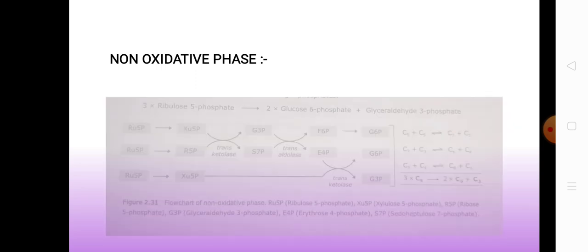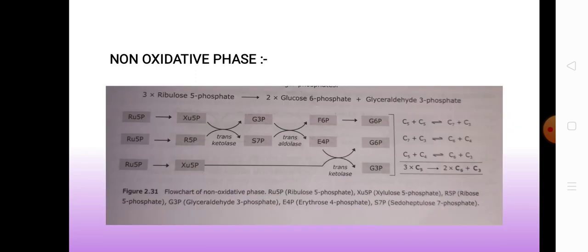What is the meaning of interconversion? Interconversion means there will be transfer of carbon-containing molecules. That may be 2-carbon molecules, that may be 3-carbon molecules. That is how various types of interconversion will occur. So let's see how these interconversions are going on, which ultimately give us the end product of the pentose phosphate pathway.